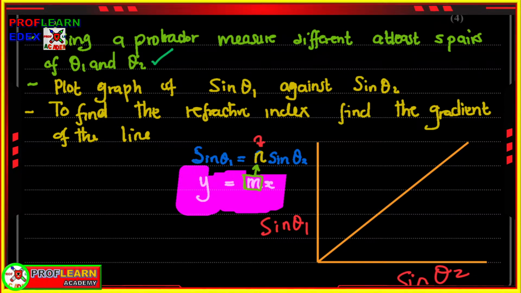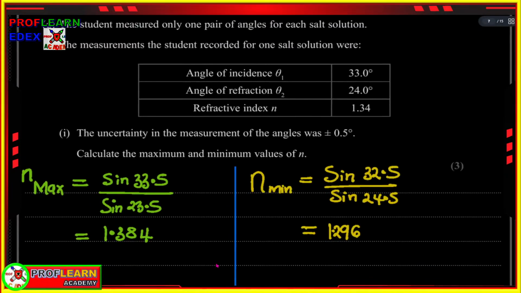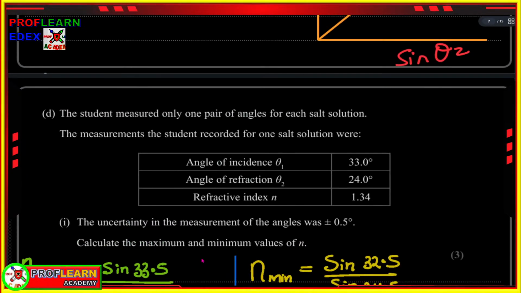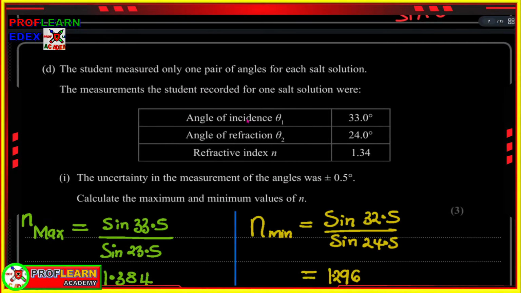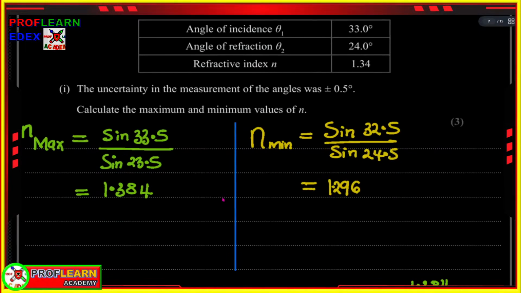All right, so moving further to the next question, we are told the student measured only one pair of angles for each salt solution. The measurement the student recorded for one salt solution is: angle of incidence theta 1 is 33 degrees, angle of refraction theta 2 is 24 degrees, refractive index is 1.34. The uncertainty of the measurement of the angle is plus or minus 0.5. Calculate the maximum and minimum value of the refractive index.